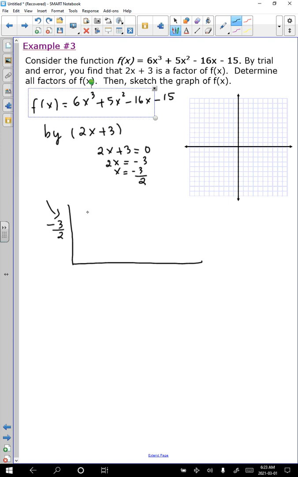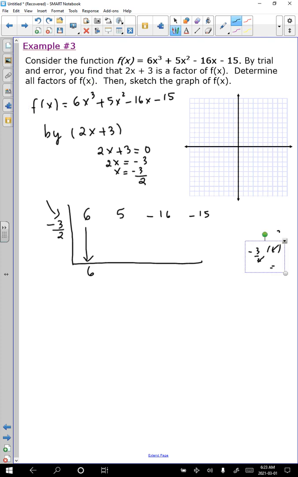Now put the coefficients of the terms of the polynomial. So you have 6, 5, negative 16, and negative 15. Okay, you bring down the 6, you multiply negative 3 over 2 times 6, you get, so if you do negative 3 over 2 times 6, you get negative 9.